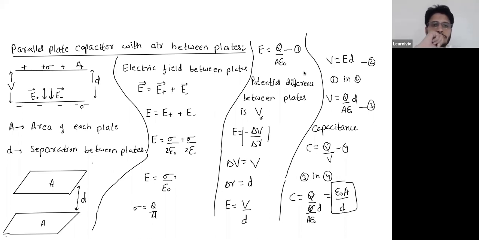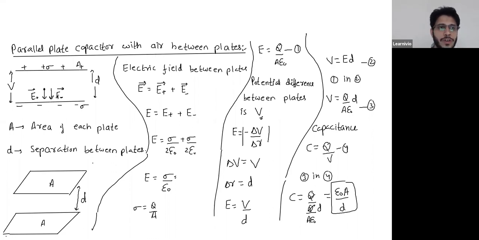Sir, I missed the part where you said why the electric fields of positive and negative are in the same direction. Okay. See, the electric field due to positive charge is away from the charge. That's why it's acting in the downwards direction. And due to this negative charge, the direction of field is towards the charge. Again, acting in the downwards direction.